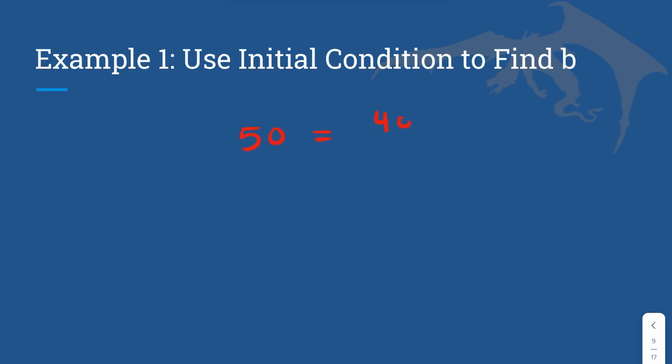50 is equal to 400 over 1 plus B. It's just simple algebra at that point. We get 1 plus B times 50 equals 400. 50 plus 50B equals 400. 50B equals 350. B is equal to 7. And thus, we have found our value for B.